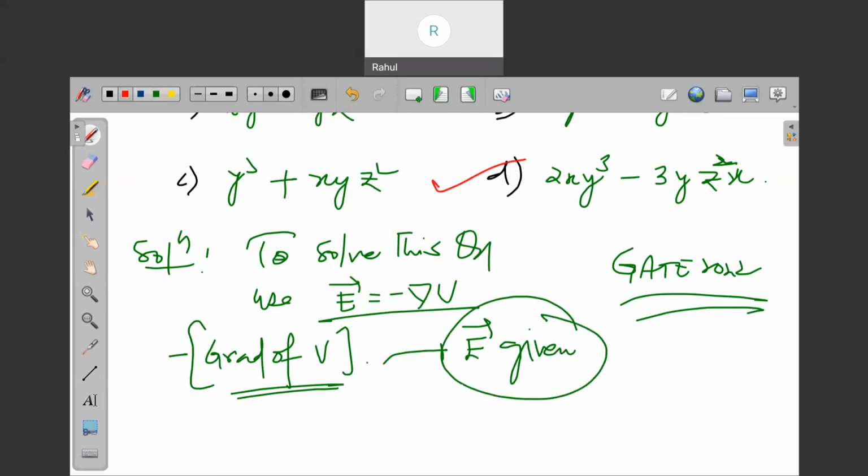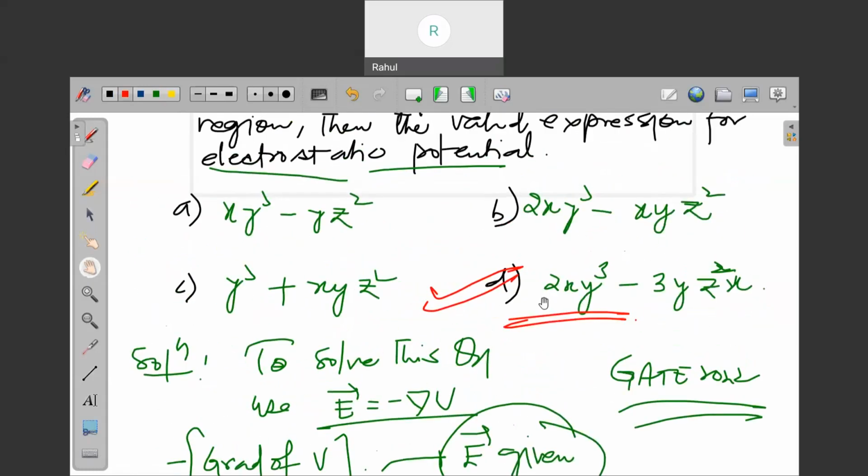Option D. So you can try this. This option is going to be correct: 2xy cube minus 3yz square. I hope this is clear for everyone.